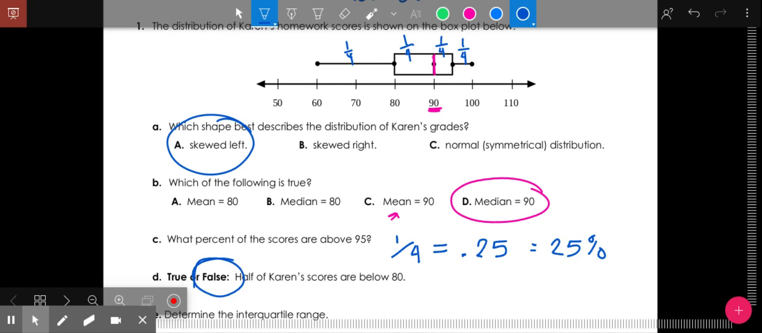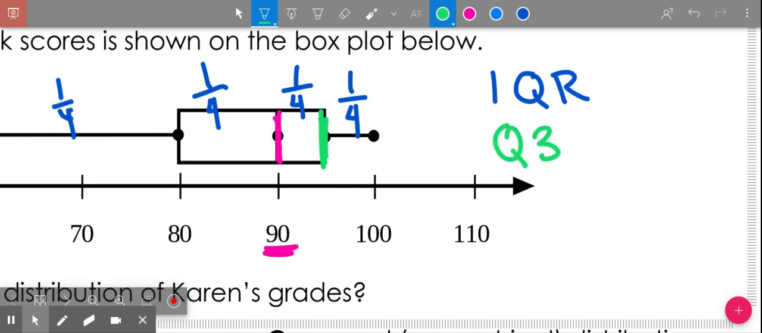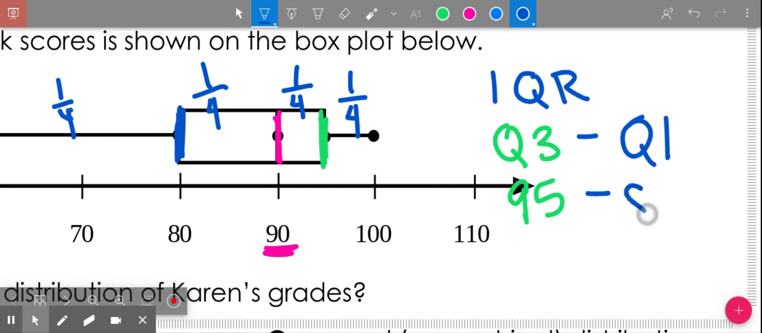All right, the interquartile range is basically IQR, which is going to be the top of the box, quartile 3, minus the bottom of the box, which is quartile 1. So quartile 3, that looks like 95. Quartile 1, that looks like 80. So I've got 95 minus 80. My IQR is 15.